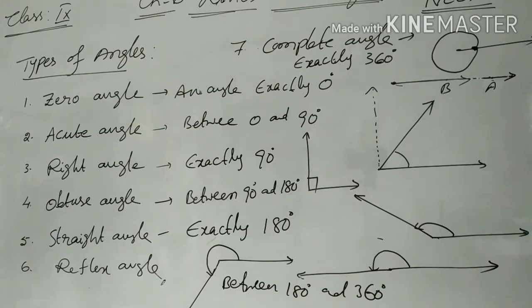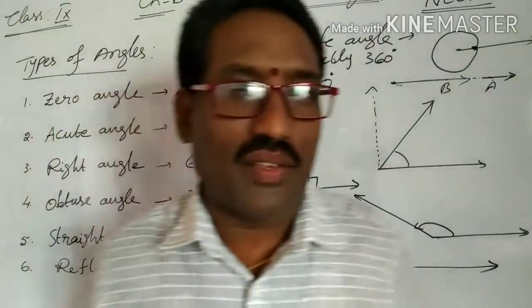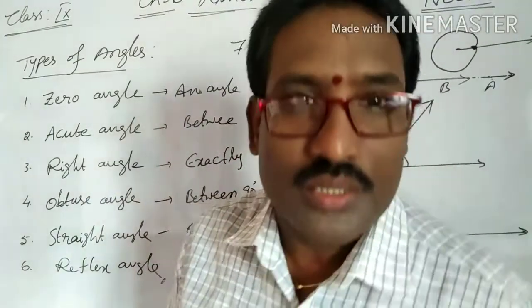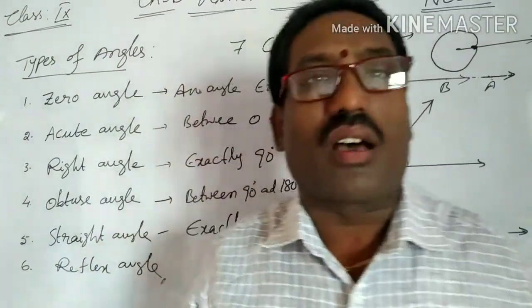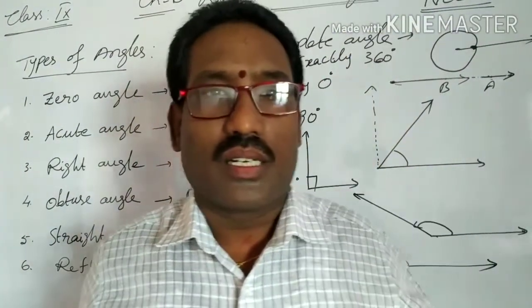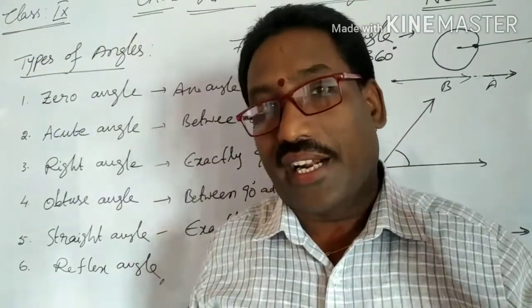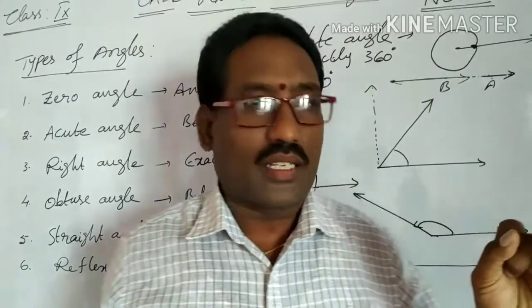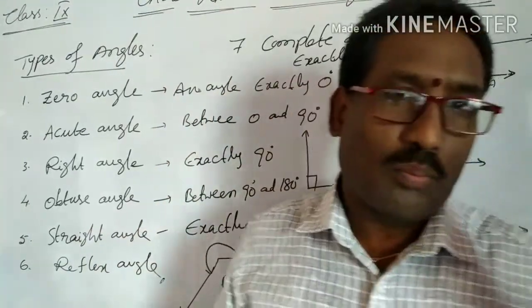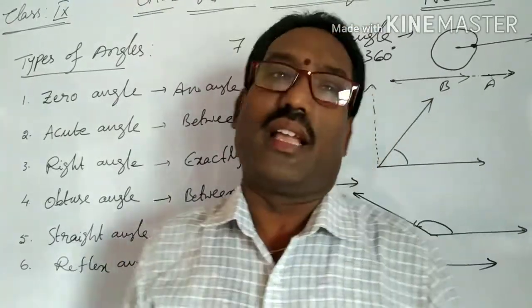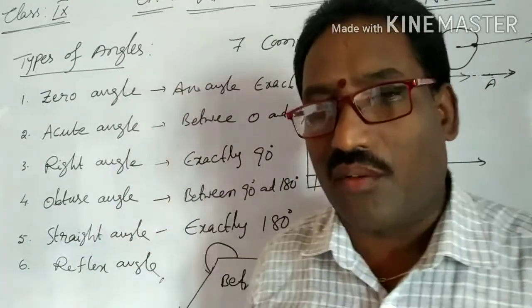Complete angle. Once again, see everybody. What are the types of angles? Types of angles: zero angle, acute angle, right angle, obtuse angle, straight angle, reflex angle, complete angle. You tell the answers, everybody.